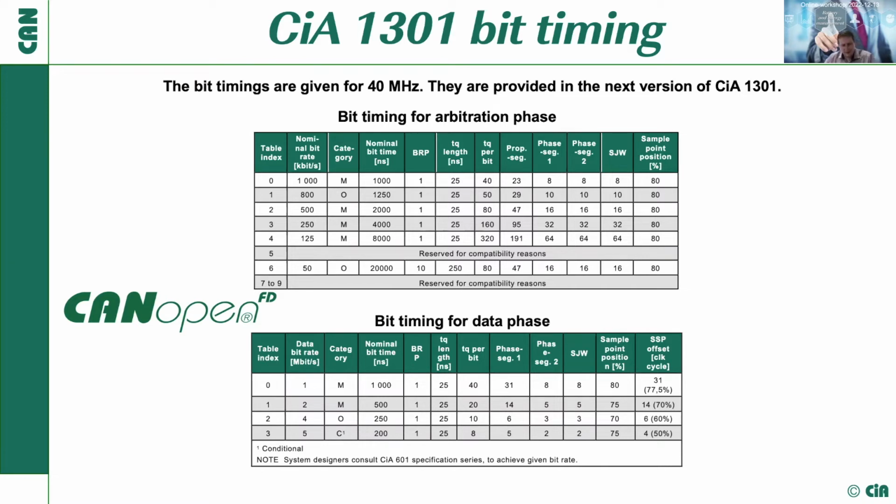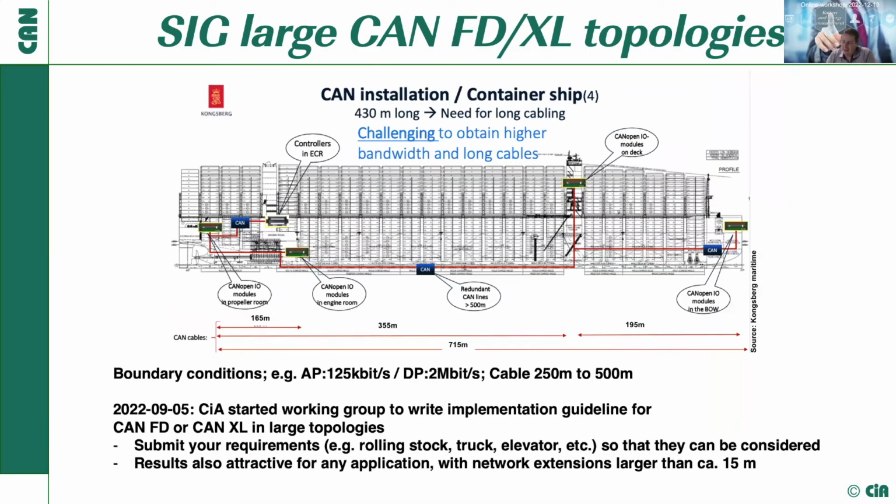One problem in CANopen FD has been that we are very clear with regard to topologies in rather small network extensions, networks that follow topologies similar to those used in the automotive use case. We have only few experiences with regard to the usage of CAN FD in large topologies. So just recently, mid of this year, some people from Kongsberg came to CANopen and said, we want to use CAN FD in cargo ships, and could you assist us in making this work?